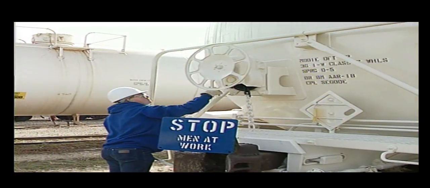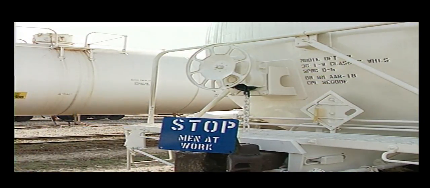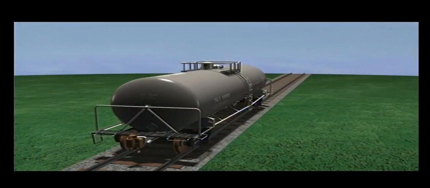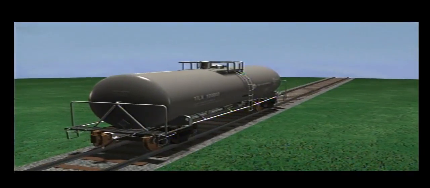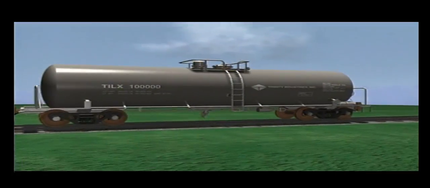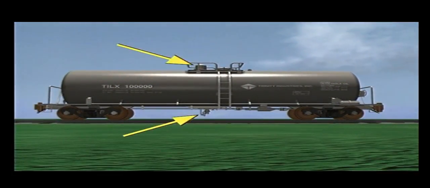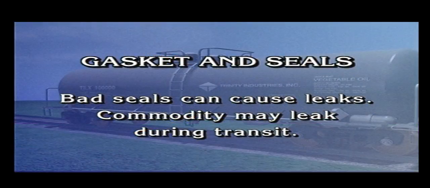Now that we've learned about the components that stop the car, let's look at the devices used to load and unload tank cars. First, let us cover a few general items which pertain to many of the fittings arrangements that we'll talk about. Making sure that gaskets and seals are in good condition is of the utmost importance. A damaged seal, or one that's incompatible with the commodity, may allow the commodity to leak during transit.